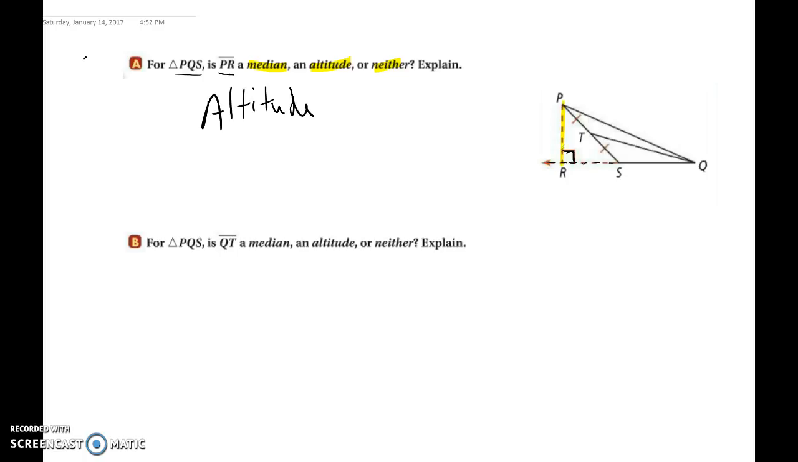Then it asks us to see what QT is. Is QT a median, an altitude, or neither? So now we're going to highlight segment QT, this segment here. Well, we know it's not an altitude because it does not intersect at 90 degrees, but it does bisect that opposite side. So then we know that that is a median. All right, and then we're going to do one more problem, which is going to be on an X and Y axis, solving for the point of our orthocenter, and then there's going to be one that you'll do.